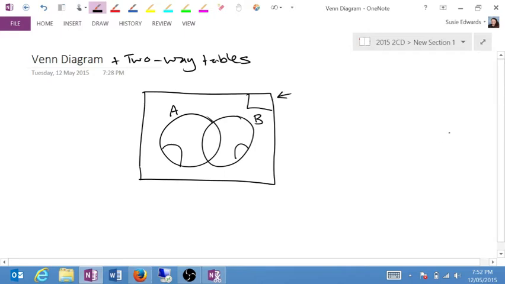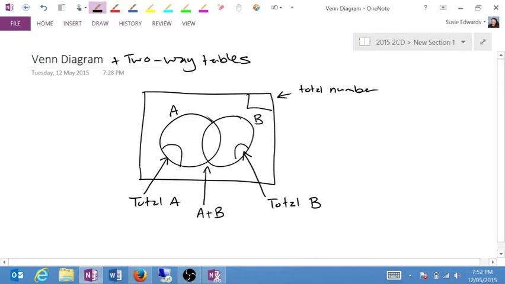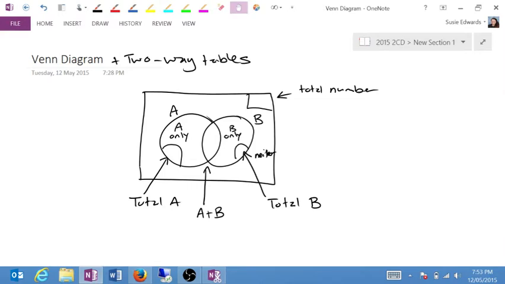So in the corner is your total number. In the bubble is the total for A, or whatever that one's labelled. In the other bubble is the total for B. And then in the middle, as we've said, it's like the intersection, so it's A and B. Just A, just B, and then outside is neither. Okay, we need to be able to fill in the four main things.